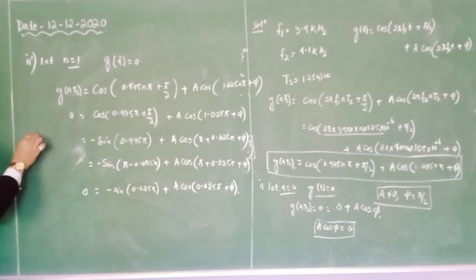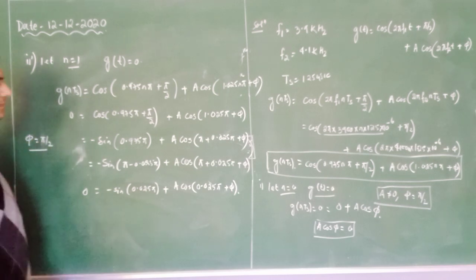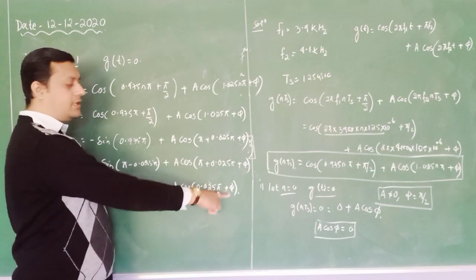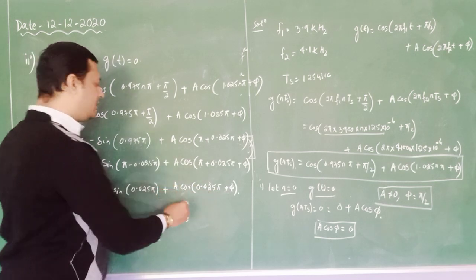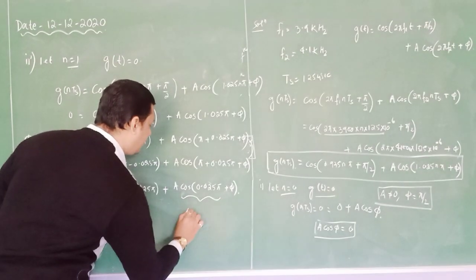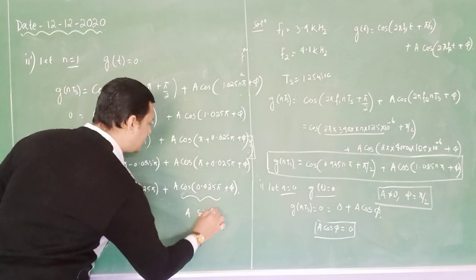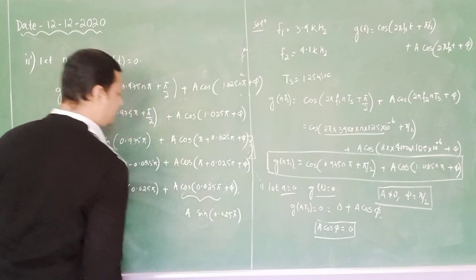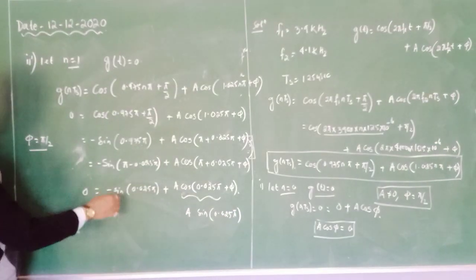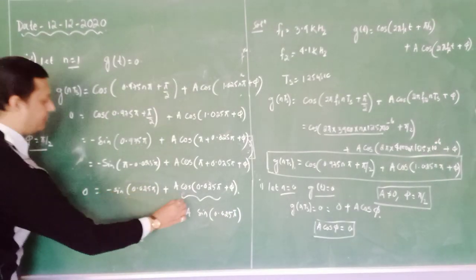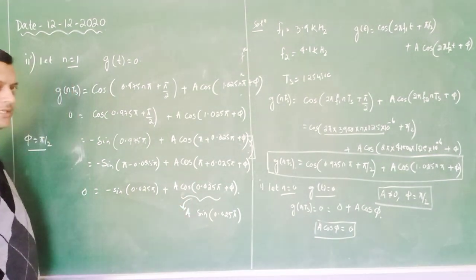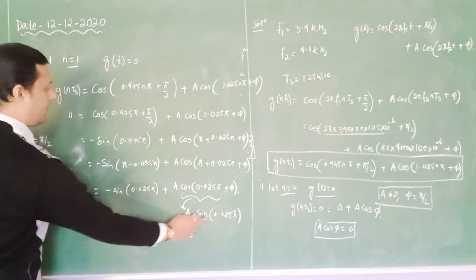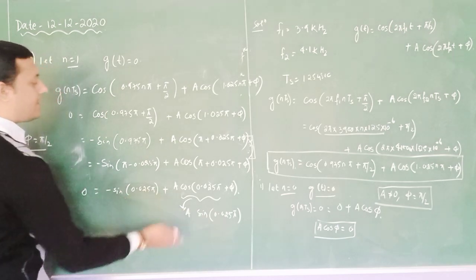Now here n is equal to 0. I need to identify phi and a. Let us consider phi is equal to pi by 2. If you substitute pi by 2, you will get it in terms of sine. So this whole component will become a sine 0.25 pi. Then this is minus sine 25. This is converted into this. Now if you can see, you have already represented this in sine of the same term.